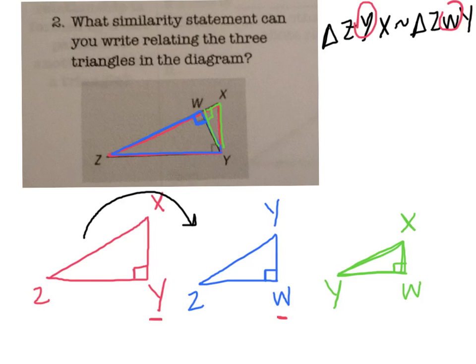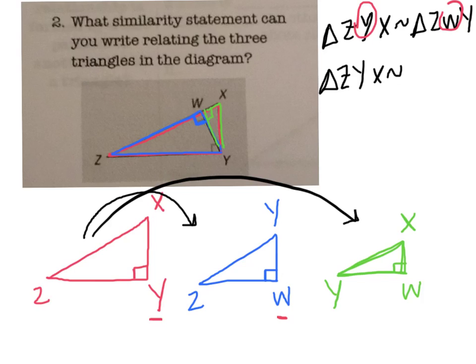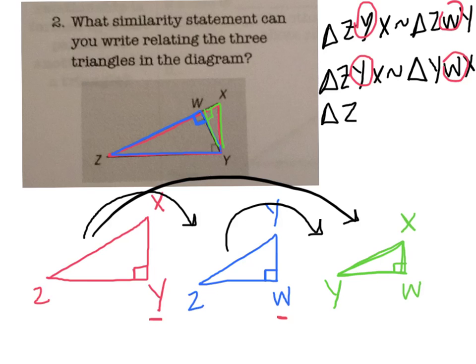The next similarity statement, we need to compare the red one with the green one. So we've got, again, triangle ZYX is similar to triangle YWX. Again, our right angles correspond and they're in the same position. The final similarity statement would be blue to green. So we've got triangle ZWY is similar to YWX.